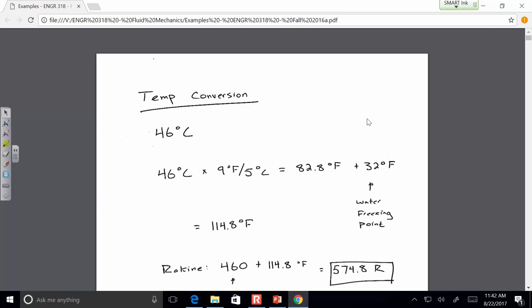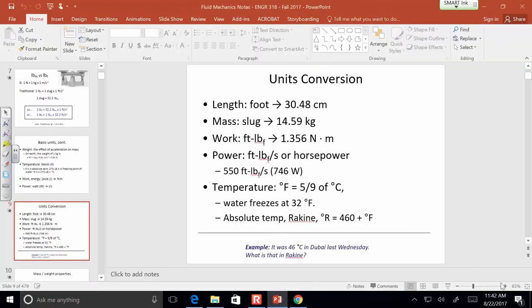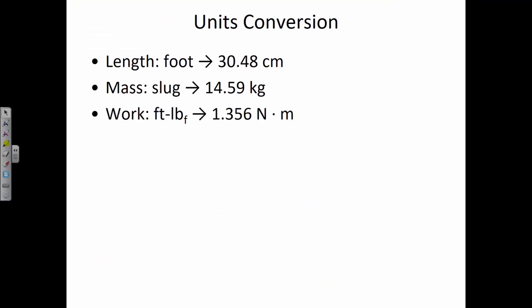The conversion from Fahrenheit to Rankine then is just adding 460, which is the number of degrees you have to go down from 0 Fahrenheit to get to absolute 0 in the Rankine scale. So everybody feel good about this one? Any questions? All right. Great.